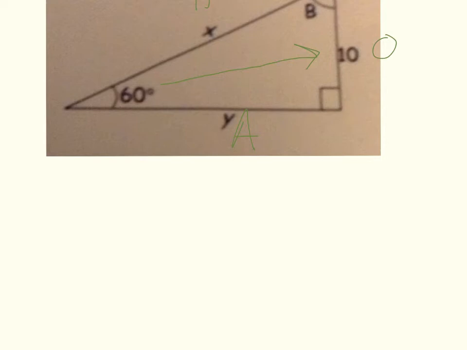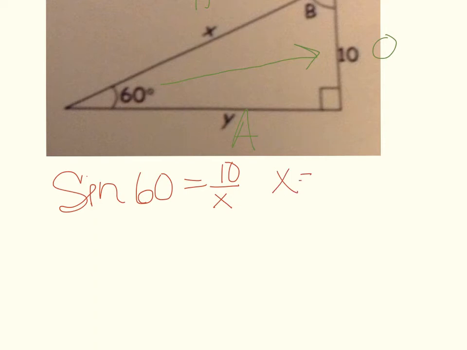So now let's set up the trig ratios that we're familiar with. If we want to solve for x, I see that I'm going to look at the opposite over the hypotenuse. So that is the sine. The sine of 60 equals 10 over x. When I solve, 10 divided by the sine of 60 tells me that x equals about 11.5.